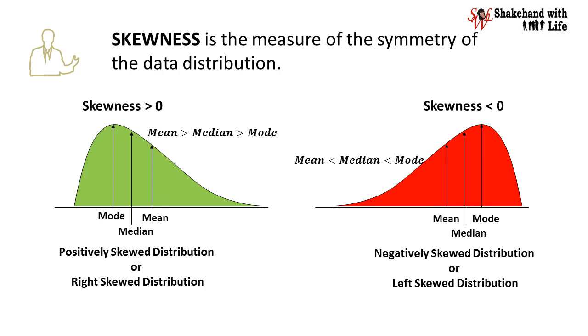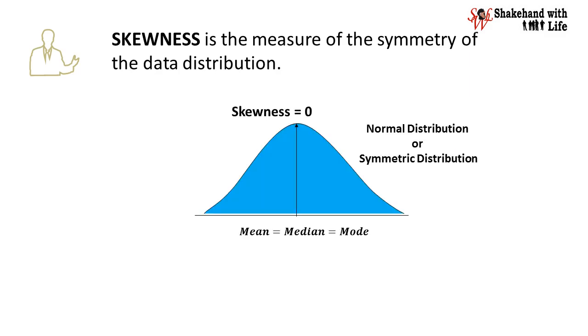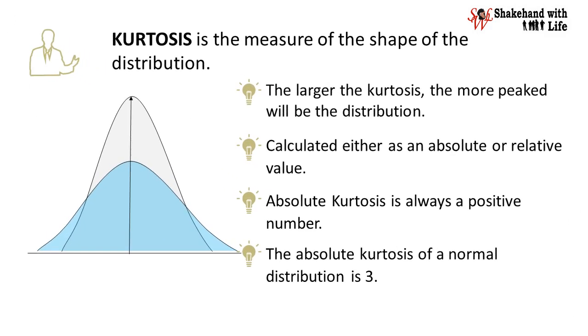Skewness is 0 for a normal or a symmetric distribution. For the normal distribution, the mean, median and mode, all three will be equal to each other. Kurtosis is the measure of the shape of a distribution. The larger the kurtosis, the more peaked will be the distribution.